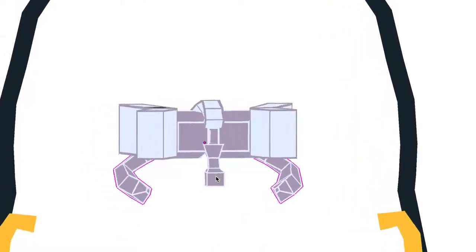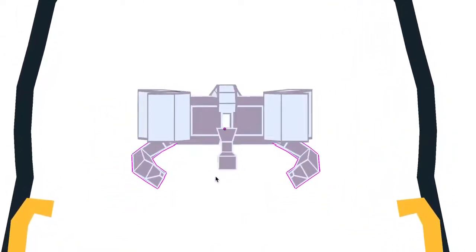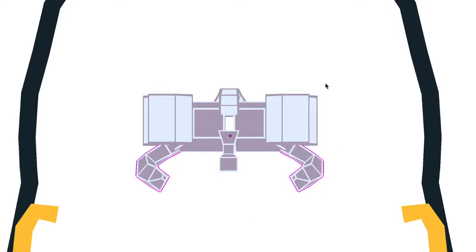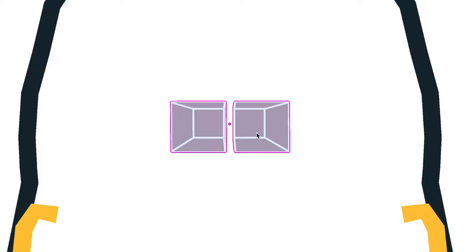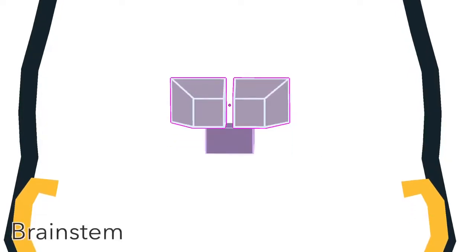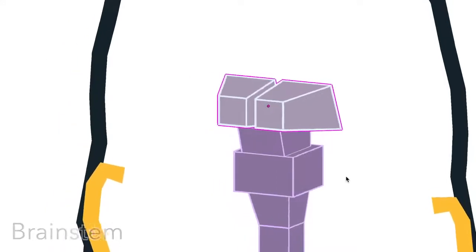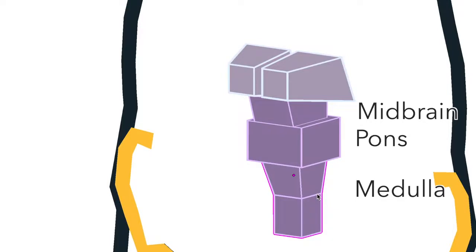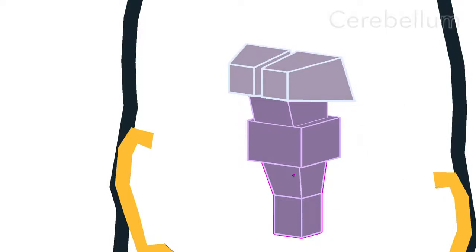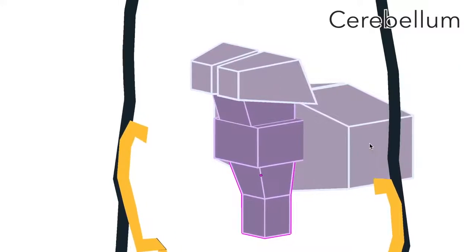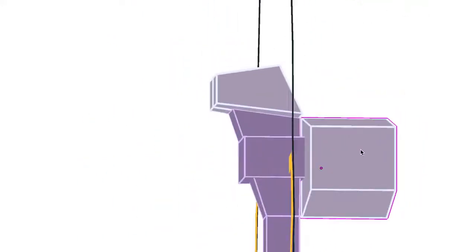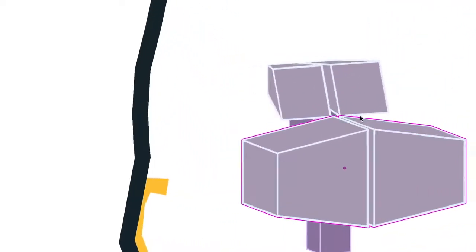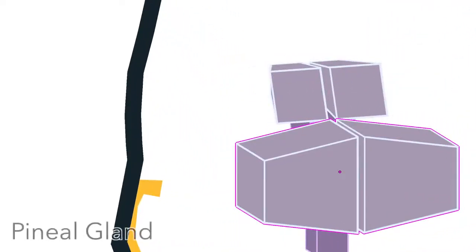It's one part of what we call the basal ganglia. There are a few structures in the basal ganglia, all situated roughly around this area. Directly under the thalamus is the brain stem, which connects the brain to the spinal cord. It has three parts: the midbrain, pons, and medulla. The cerebellum, which means little brain, sits just behind the pons and under the occipital lobe. Above that, sitting in between the thalamus on either side, is the pineal gland.